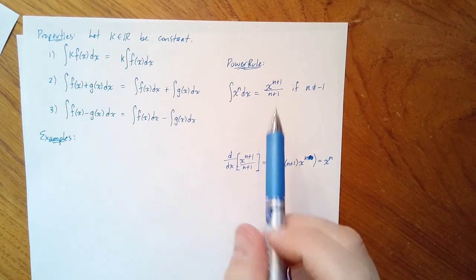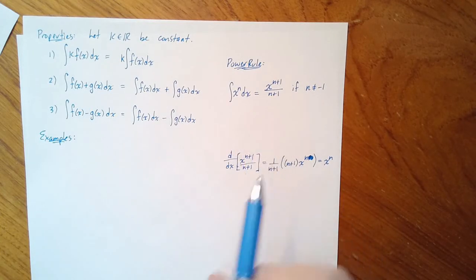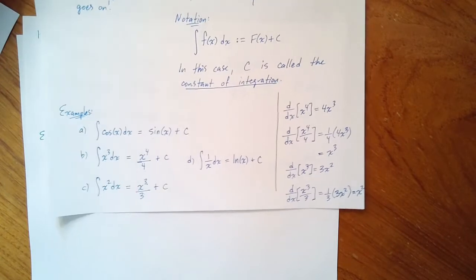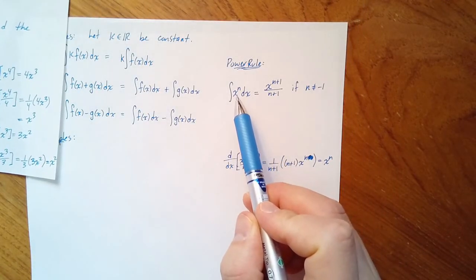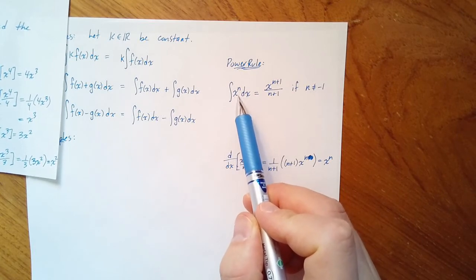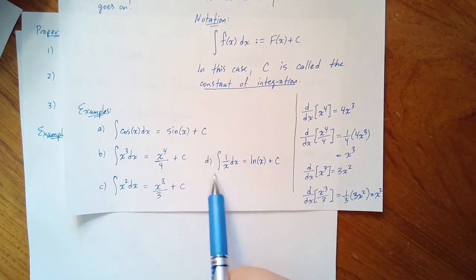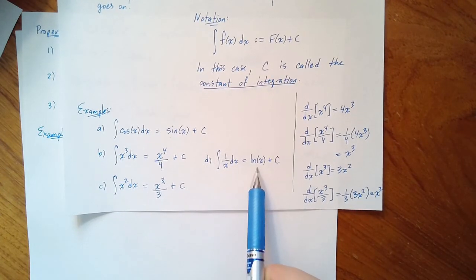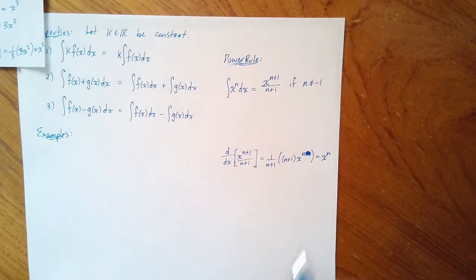Well, what if it is equal to -1? Does that mean you can't do anything? Oh, that's not true either. Actually, if it is equal to -1, you could still do something. If n is equal to -1, then x to the n is actually just x to the -1, which is 1 over x. That's this one here. The antiderivative of 1 over x is the natural log of x. So that's why we'll just use the natural log of x.